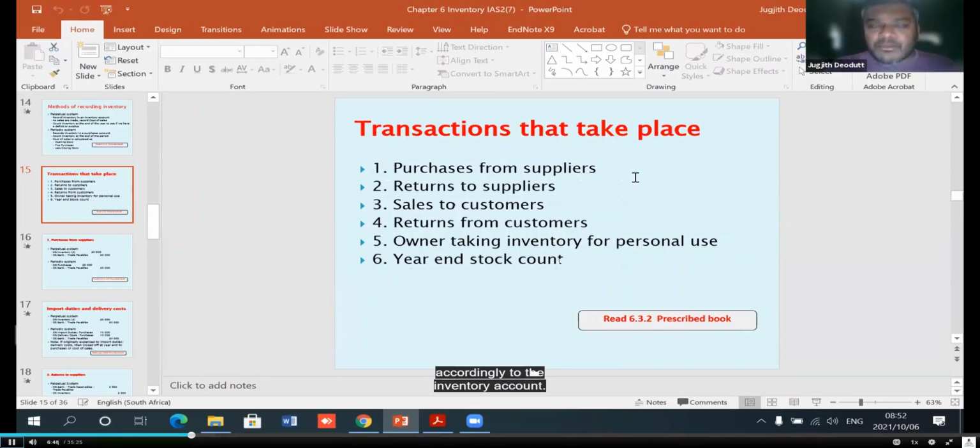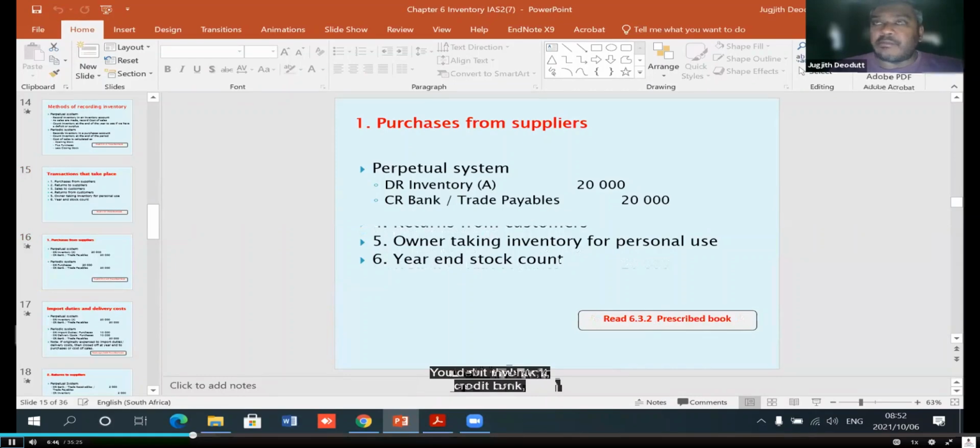Looking at when you're purchasing goods from suppliers, very simple. You debit inventory, you credit using purchase. Then allocate that.